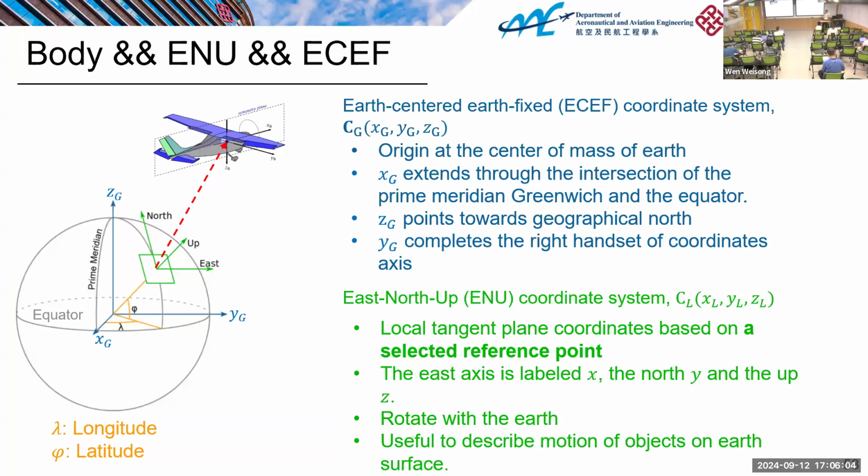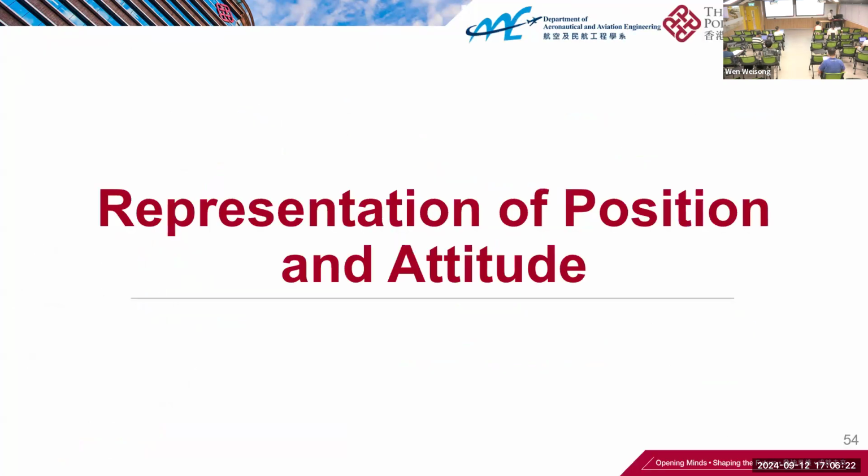The body frame represents, for example, a smartphone: the body frame is fixed to the smartphone. The ENU frame is a local frame to describe the motion change. Physically it's understandable. The last one is the ECEF. This is a global frame. So this is almost the last one for the coordinate systems, covering how to represent position and attitude.